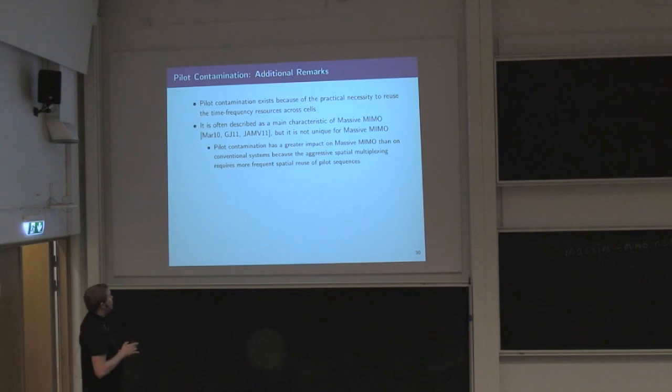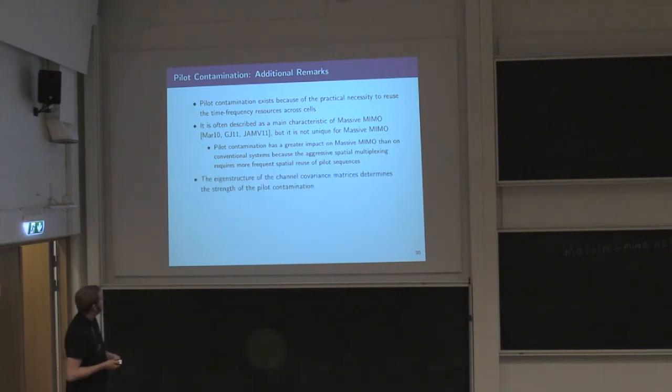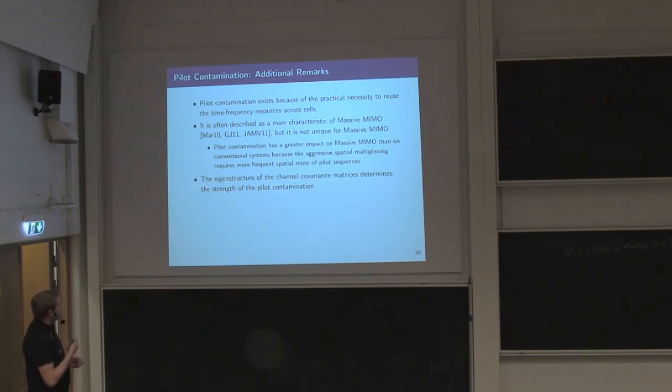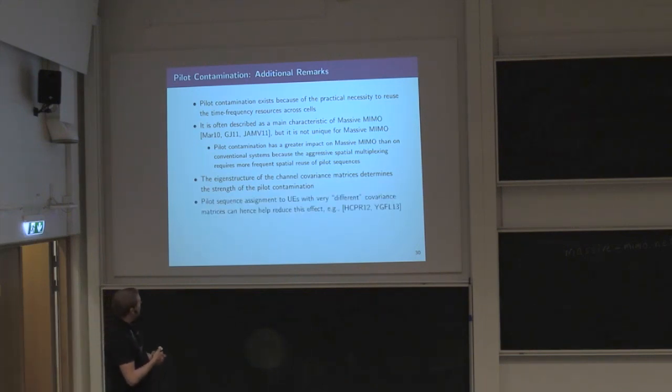However, it might be that pilot contamination has a greater impact on massive MIMO systems because you have more users in the system, so it's harder to create large distances between users that use the same pilot sequence. And the eigenstructure of the channel covariance matrix determines the strength of the pilot contamination. For example, one can try to assign pilots to the users somehow to make sure that users are in different angles, or more generally have very different covariance matrices. How to do that is something that people are spending research time on. I will talk briefly about that later today as well.